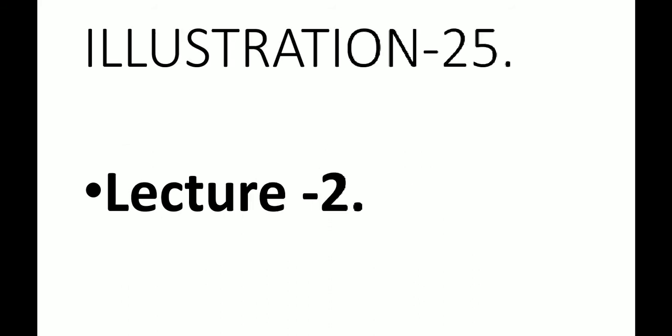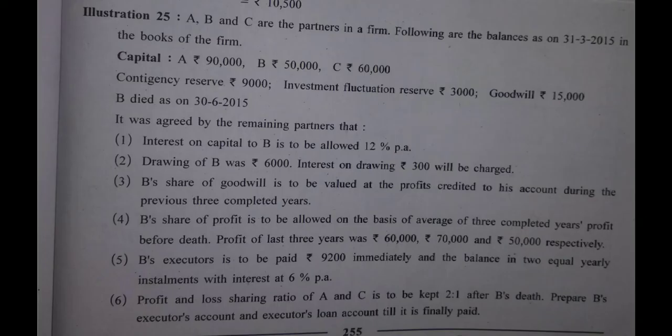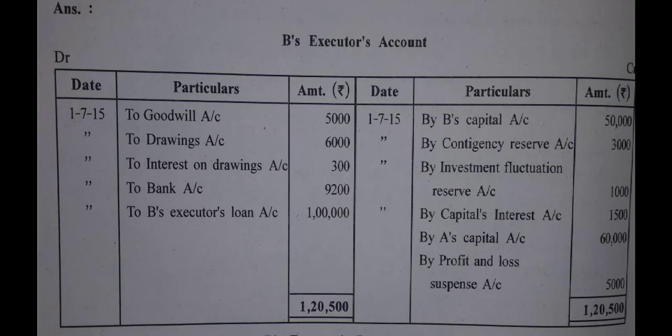We have started with illustration 25 in the last lecture, and this is the second lecture for the same. In the last lecture, we understood how to prepare partner's executor's account. I think the last thing that we did was the profit and loss suspense account.